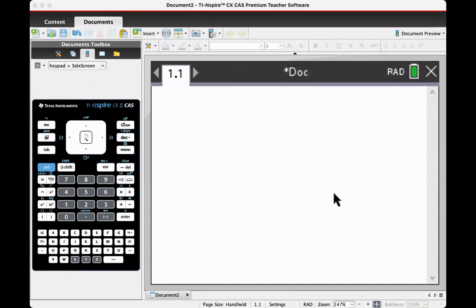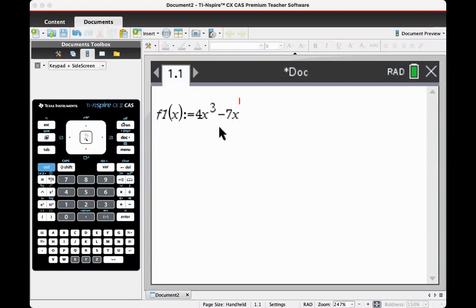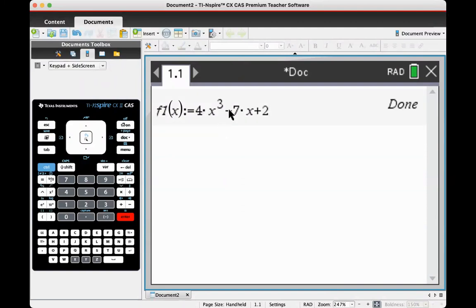First of all, I'm going to use my define a function thing in the calculator to put in that function. So we use the colon equals or control, and then there's the colon equals there in blue. And then we just type in the function. So that's 4x cubed minus 7x, and then it's plus 2. And the colon equals means it's now defined.